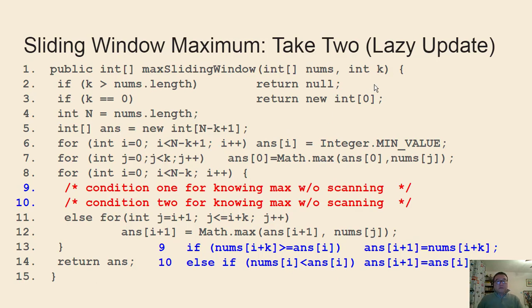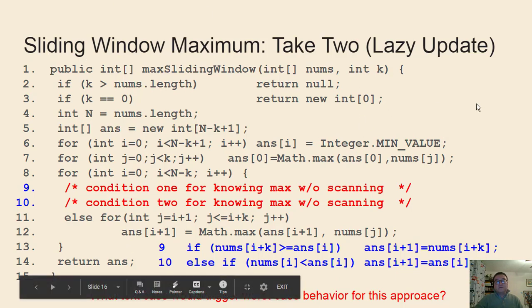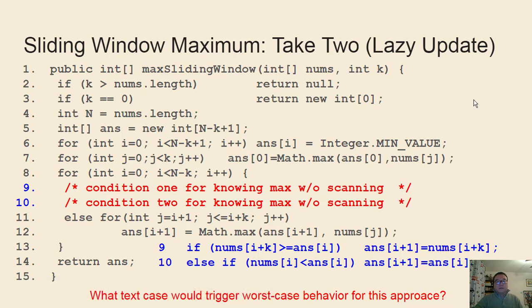Even though this lazy update normally improves the complexity, there is a pathological case where it doesn't buy you much. In fact, there is a case where the lazy update buys you nothing, so you're always scanning through the window. I want you to pause the video and think about what case that is. What will be the worst case? I guess this should be a test case. I'll fix the slide later.